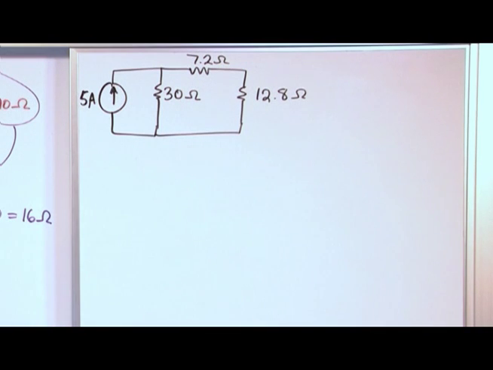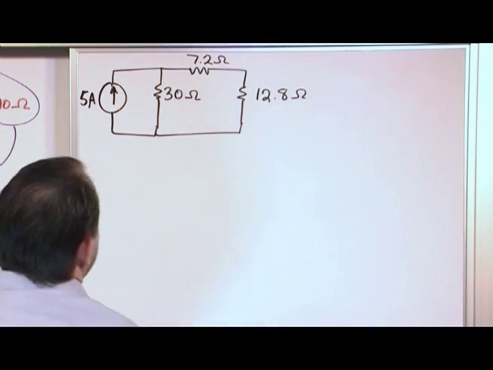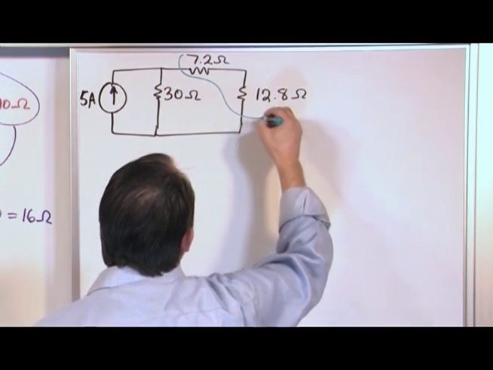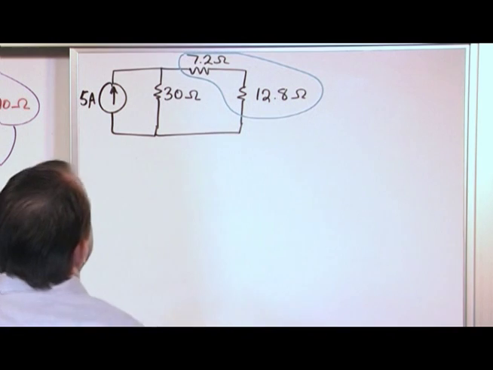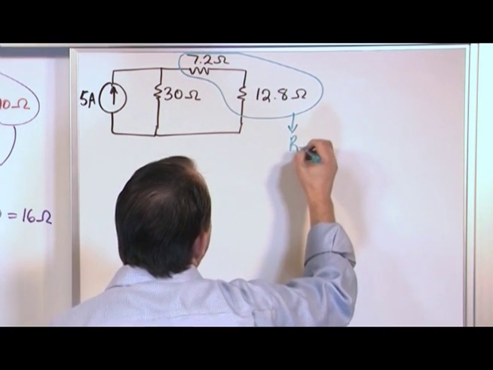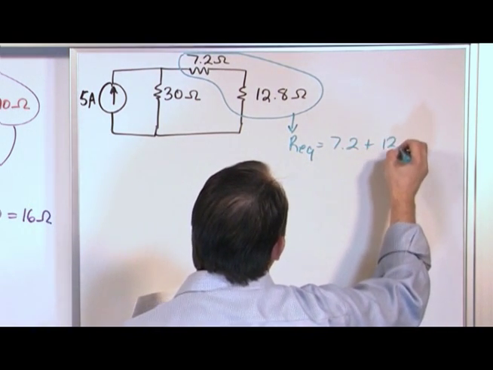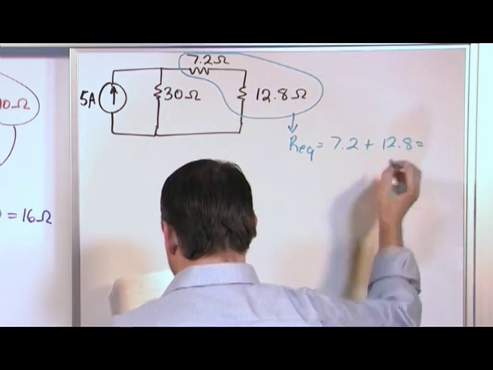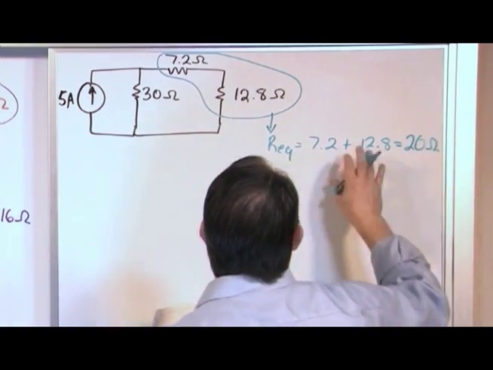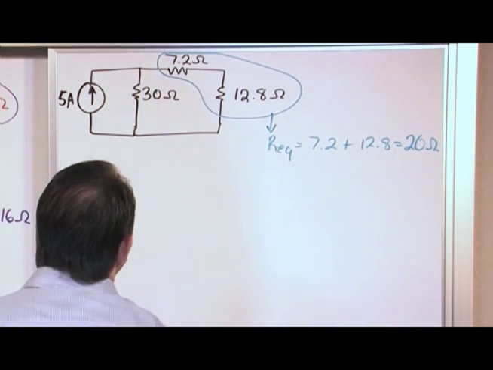All right? So now we look at what we have, and I see something else I can do. Now I have this resistor in series with this one. So I can definitely do this. Let me write a note to myself. Equivalent resistance is 7.2 plus 12.8, which is equal to 20 ohms. So this series combination reduces to 20 ohms.